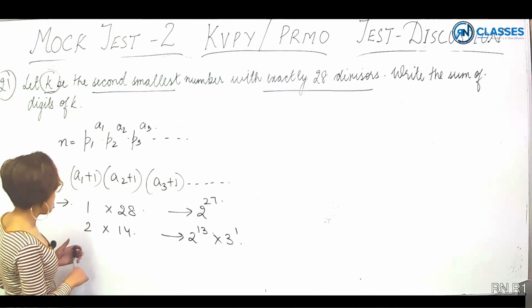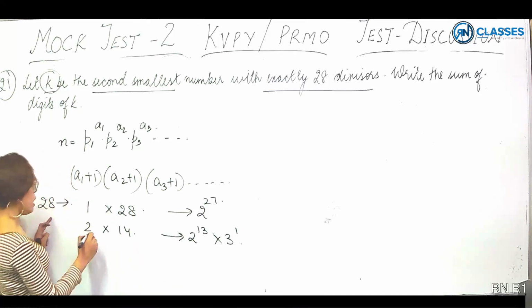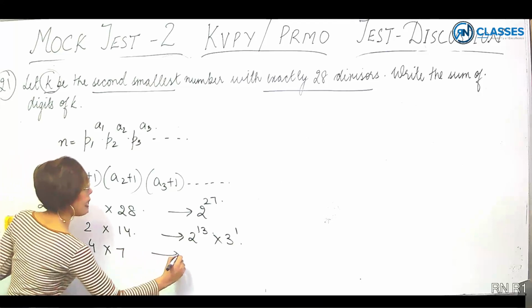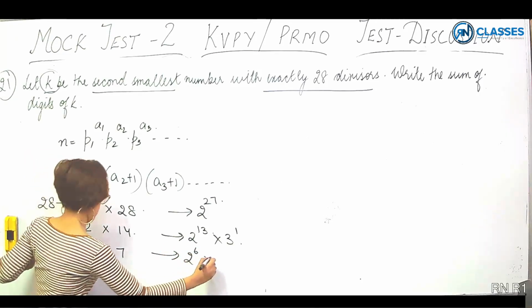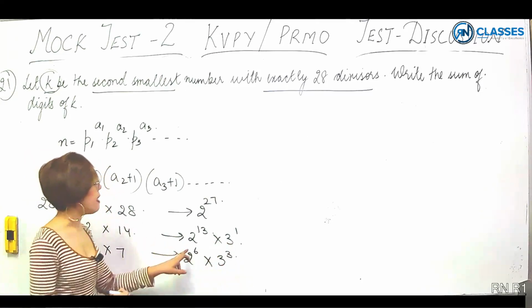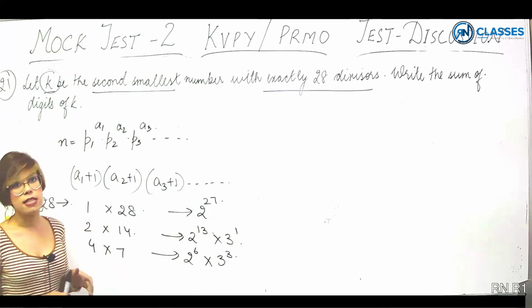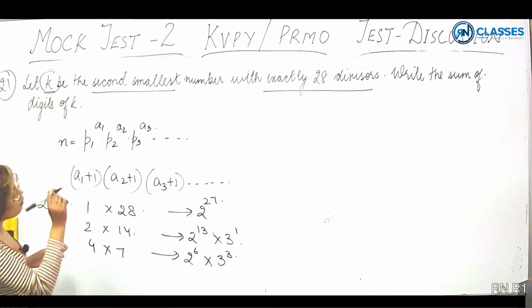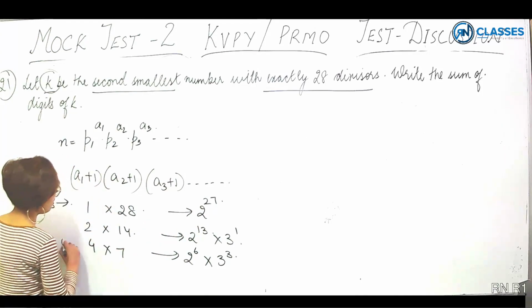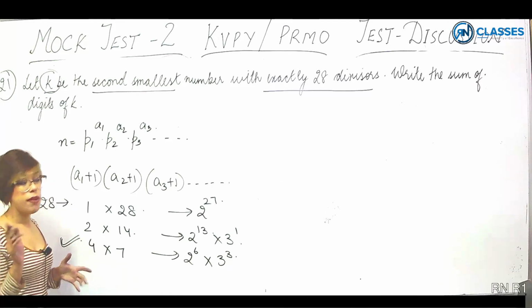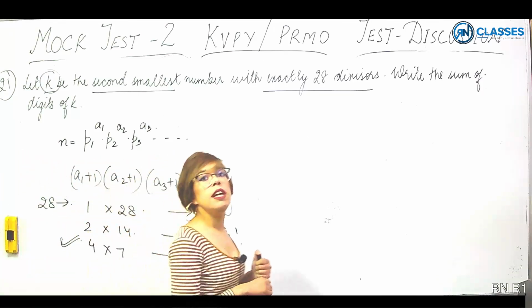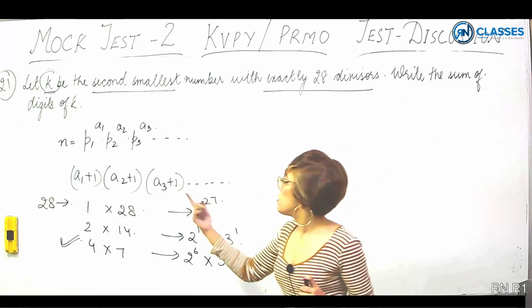Done? Okay. Then I can write 28 as 4 into 7. That I can write as 2 raised to 6 into 3 cubed. Right? 7 into 4, you can see the number of divisors is 28. Obviously, out of these 3, this is the smallest one till now.